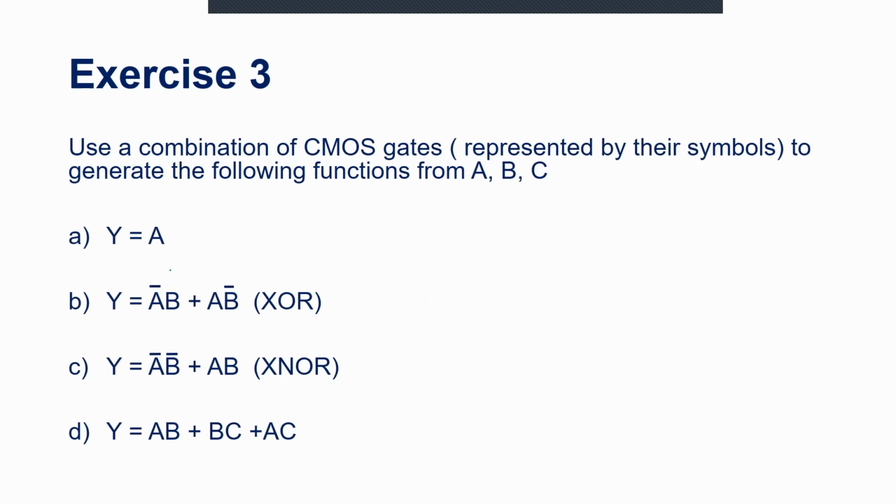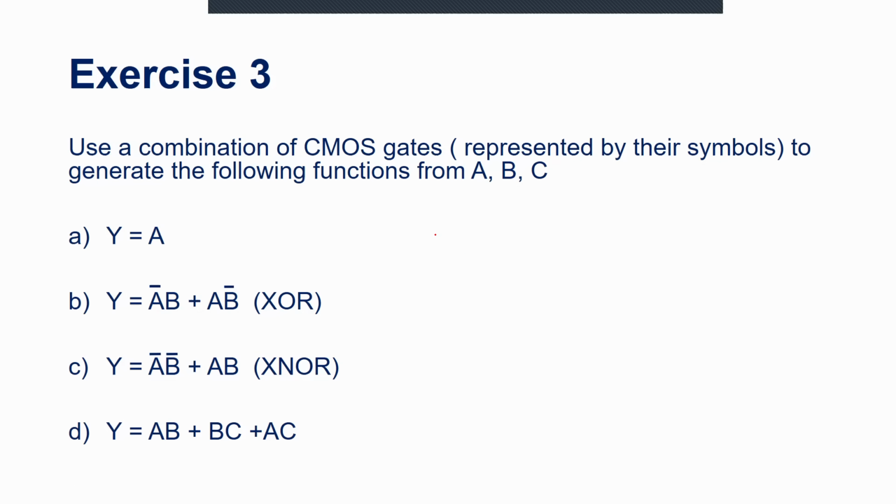This is exercise number 3, where we are now asked to use a combination of CMOS gates represented by their symbols to generate the following function from A, B, and C. So we have 3 inputs, and the gates we know so far are AND, OR, NAND, NOR, inverter, and the buffer. All right, so these are the logic gates we know, and their symbols we also know.